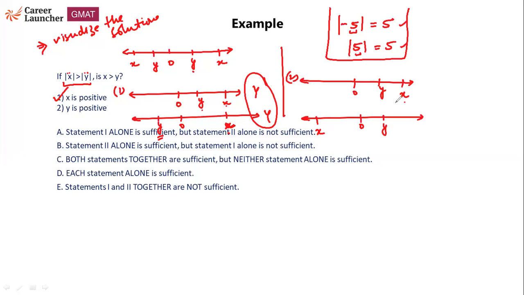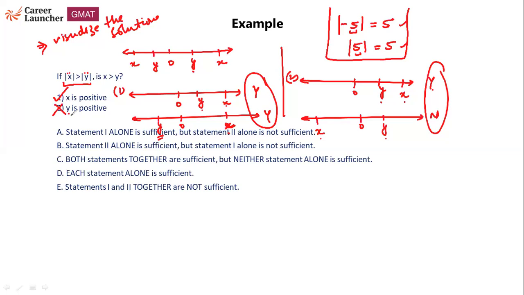Now answer the question. Is x greater than y? Yes. Is x greater than y? X is negative. Y is positive. Are we getting a definite yes or a definite no? Sometimes it's yes, sometimes it's no. That means nothing can be concluded about the answer to the question. That means second statement alone is not sufficient.